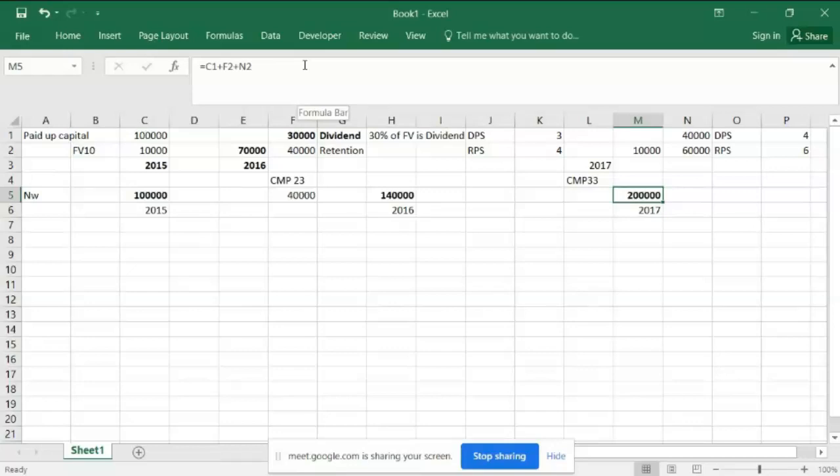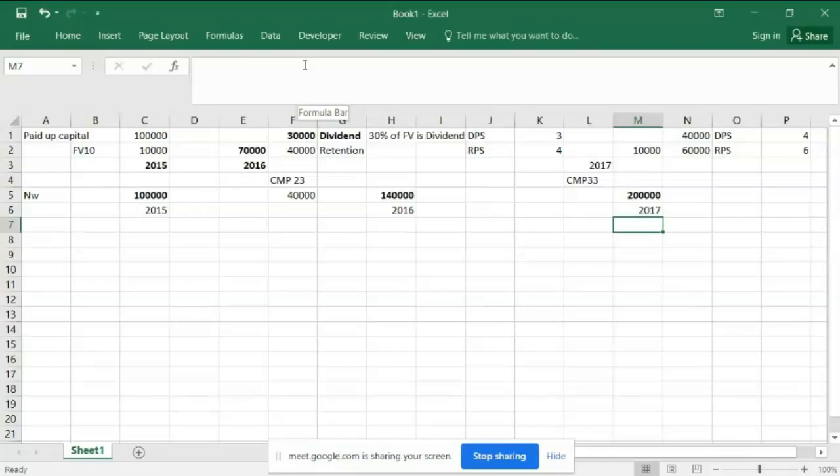So the company started with a paid up capital of 1 lakh rupee during the period 2015. During 2016, with the accumulated profit, the net worth is going to increase to 1 lakh 40,000 rupees. During the year 2017, the accumulated profit, the reserves and surplus, together is going to increase to 2 lakh rupees. Hope you understand how the net worth is calculated and what is the role of paid up capital.